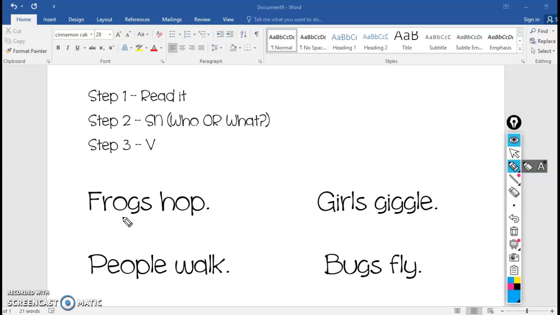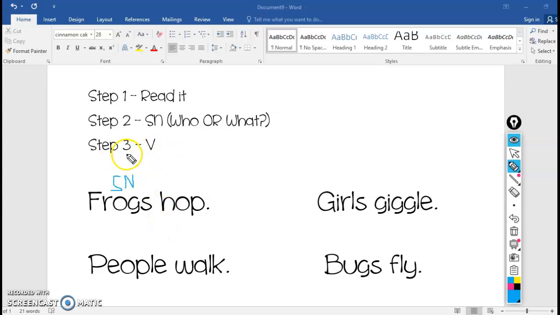And so I'm going to start with the first step, which is frogs hop. I just read it. Step two, I'm going to look for the subject noun. I notice the subject noun is frogs. Frogs is not a person, so I'm going to start my question with what. Here's my question. What hopped? And I'm going to answer with frogs, subject noun. And I'm going to put an SN above it for subject noun.